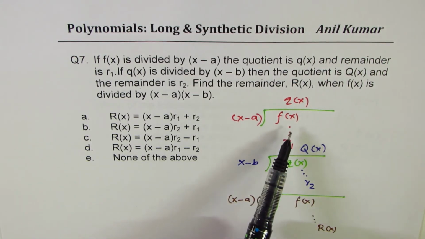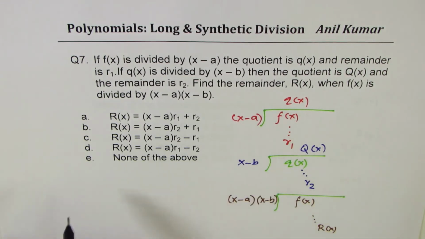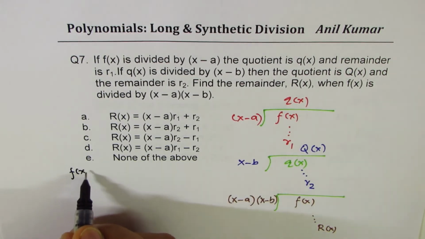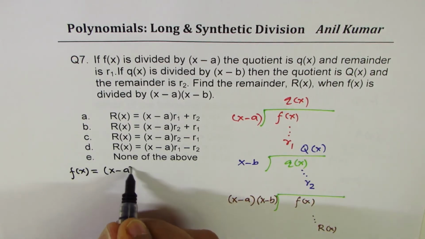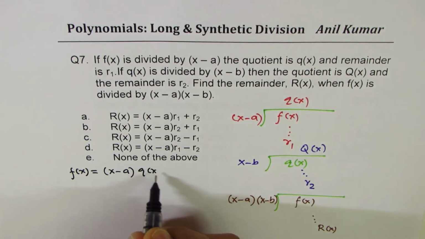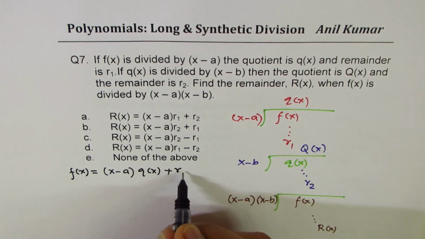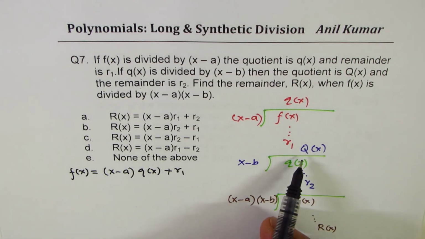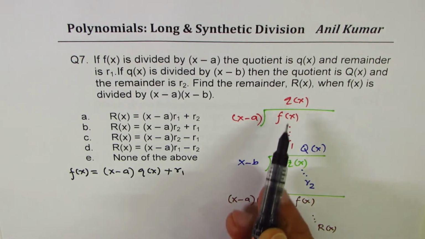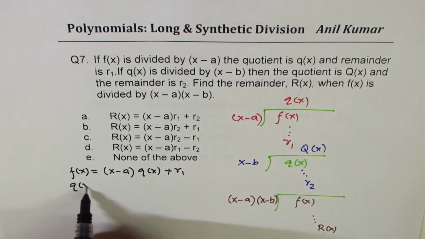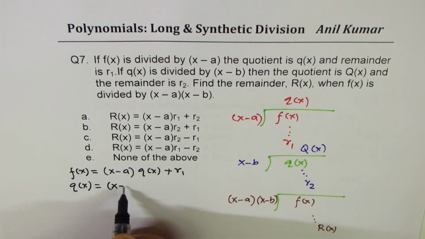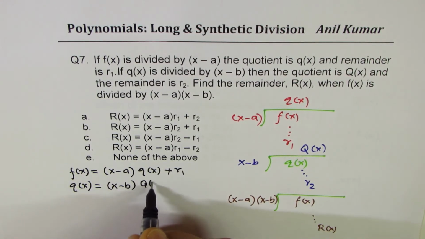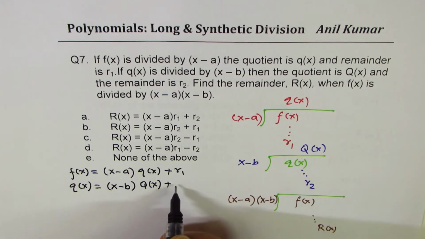Now let's write the division statement for each. So first one, we can say f of x is equal to x minus a times q of x plus the remainder r1, right? Now you're trying to divide the quotient, so we can say q of x is equal to x minus b times capital Q of x plus the remainder r2.